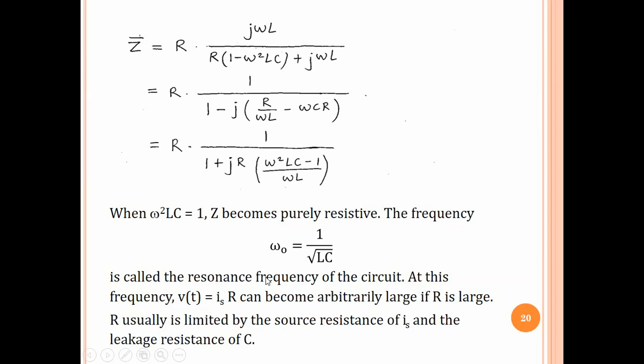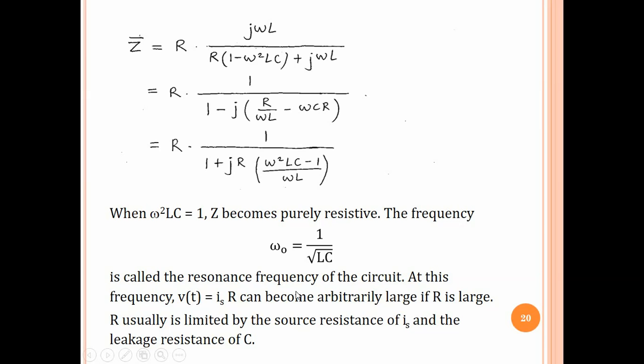The resonance frequency of a circuit is defined as a frequency at which the imaginary part of the impedance of that circuit becomes 0. Of course, this is not always the case for any arbitrary circuit. There are only a class of circuits, which are called resonance circuits, for which the imaginary part of the impedance becomes 0. So at that frequency, Z is equal to R and the voltage equal to Is times R can become arbitrarily large if R is large.